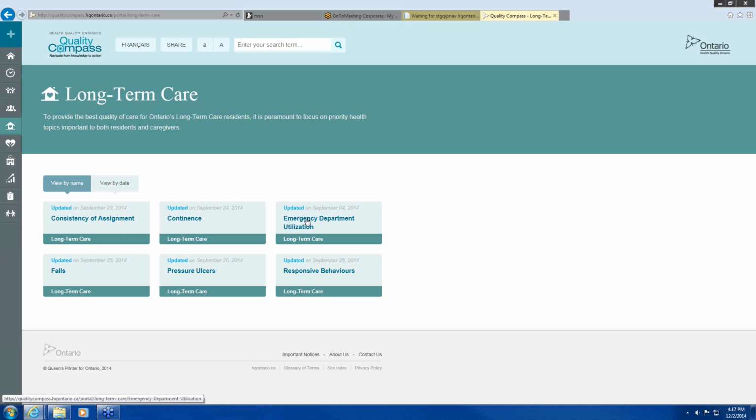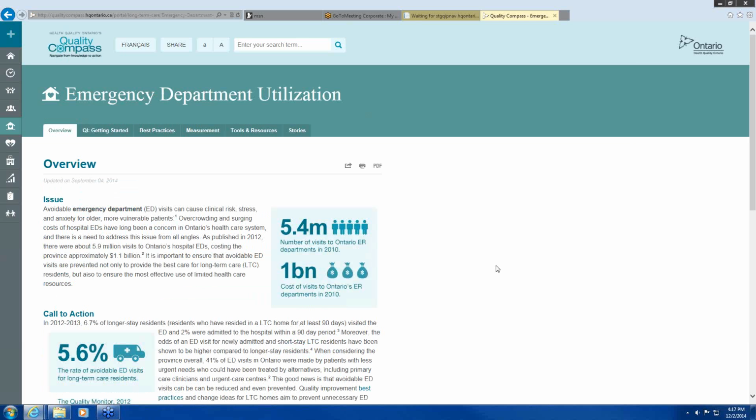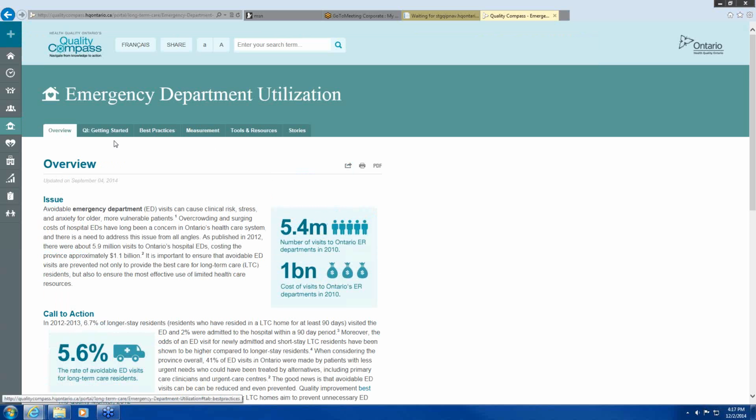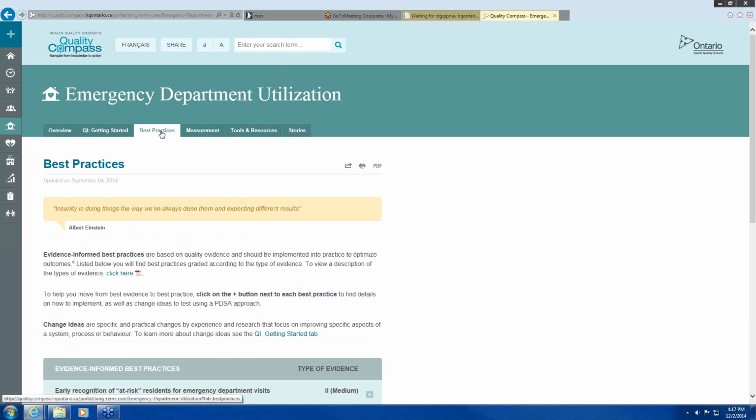Let's look at one that we haven't had a look at yet today, Trish. So it kind of gives you the call to action about why that would be important. You'll see up at the top there are different tabs. One that is very commonly used would be best practices. And in the quality improvement plan, it's called plan change initiatives. It can be called change ideas, evidence-based practice, evidence-informed practice.